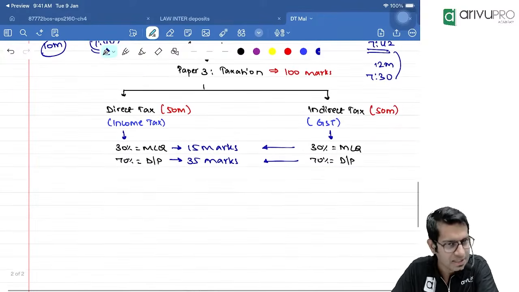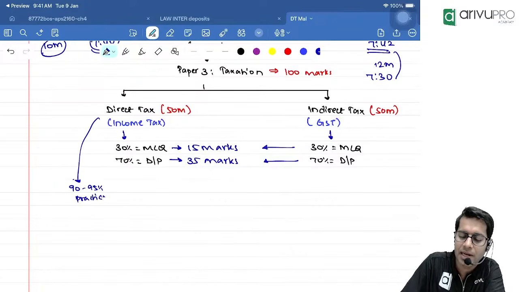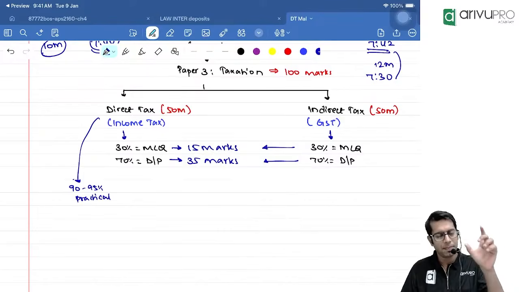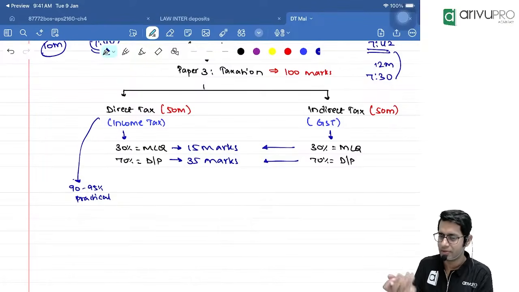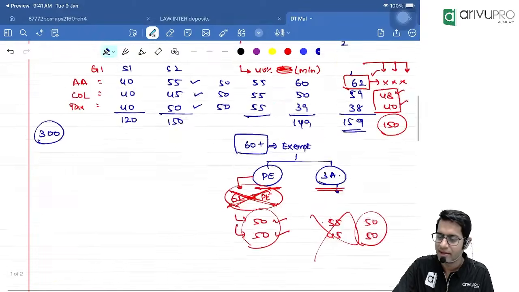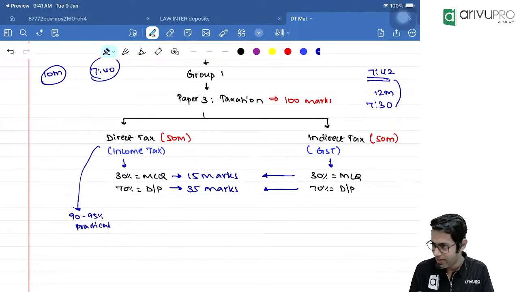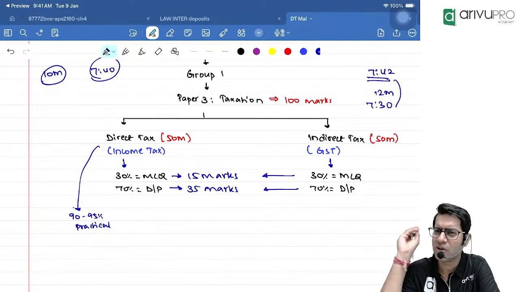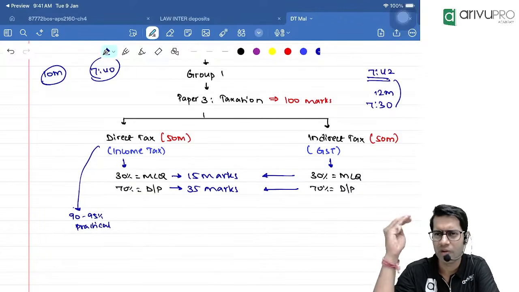Now, how questions are asked, that also I'll tell you. Income tax is 90 to 95% practical. Practical means you should compulsorily have a calculator to get the answer. If you use your brain to get the answer, no problem. Meaning 90 to 95% of your income tax is compulsorily practical. Every question which they are going to ask you will have some calculation.